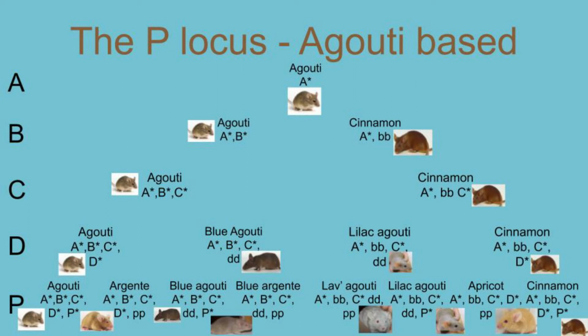However, if it receives pink eyes, 2 recessive Ps, it would become a blue Argentine. The cinnamon, again, if it receives dominant P, it remains cinnamon. However, if it receives the recessive pink eyes, it becomes apricot.